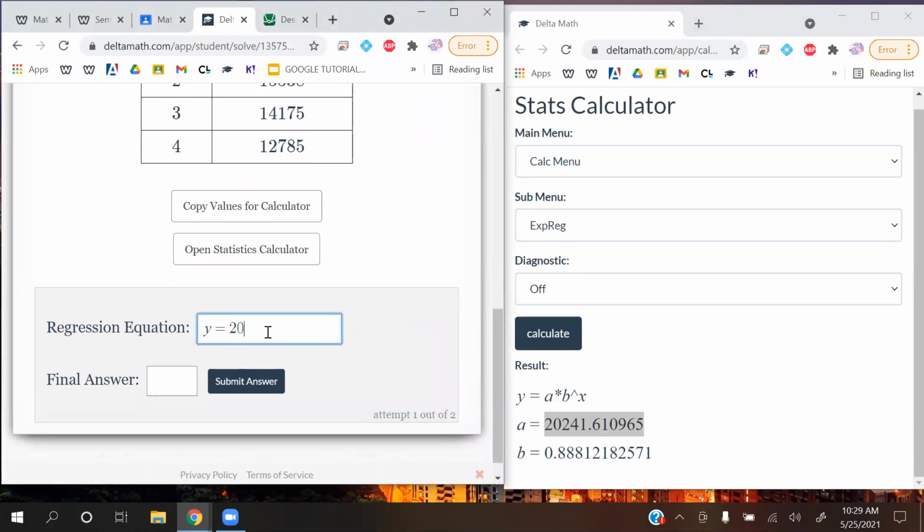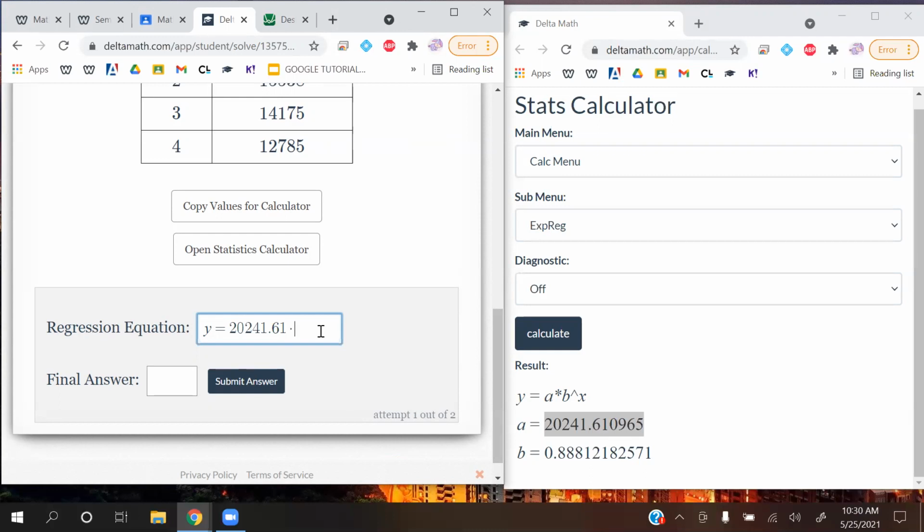So I'm going to copy the number 20241.6. Okay. There's a 1 here. And I'm going to look next to the 1 as a 0. 0 is a small number, so the 1 stays as a 1. So my a value is 20241.61, rounded to 2 decimal places. So that's my a value.